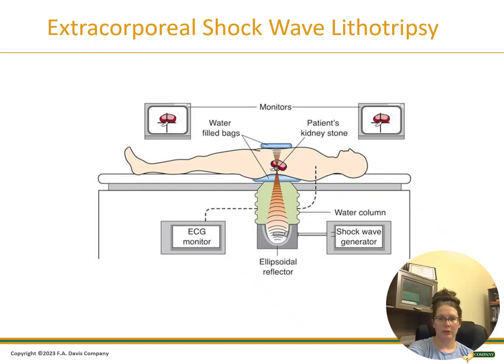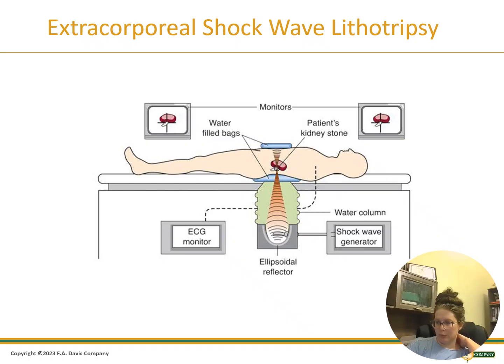You have this shockwave generator, okay? That's going to produce these high energy waves. Then there's a reflector that helps to focus it onto the stone. And you're using the water column, these bags, to help conduct sound waves into the body. And then your monitors are helping you guide it. It's kind of crazy, so I can't really put that all on a picture. Try to look up a video of it. Maybe you can find a quick one on TikTok.